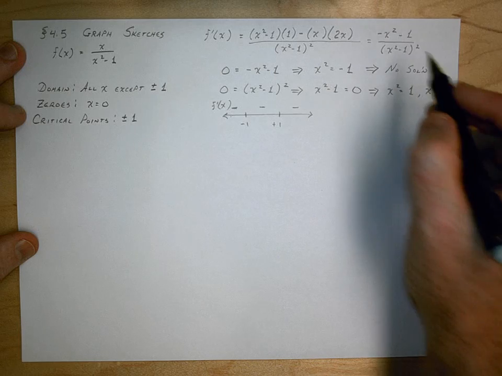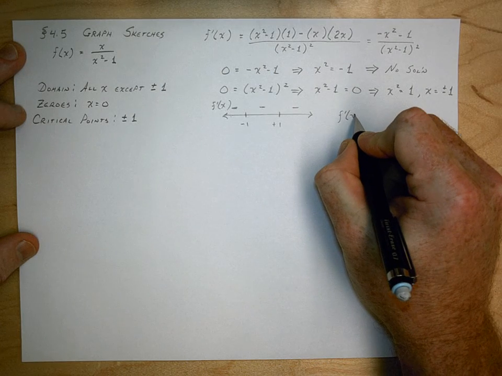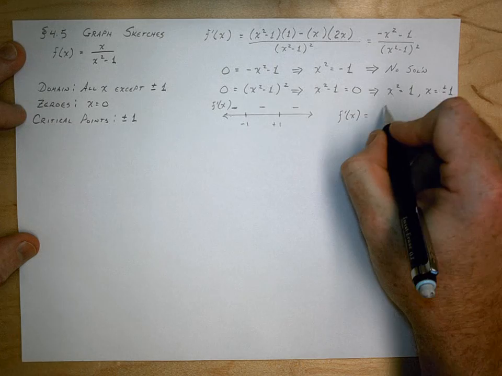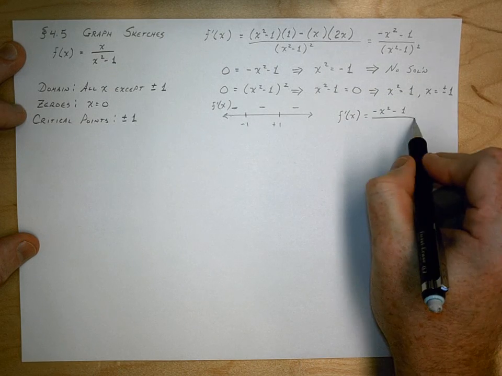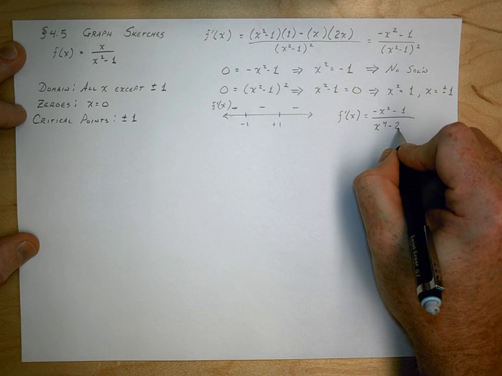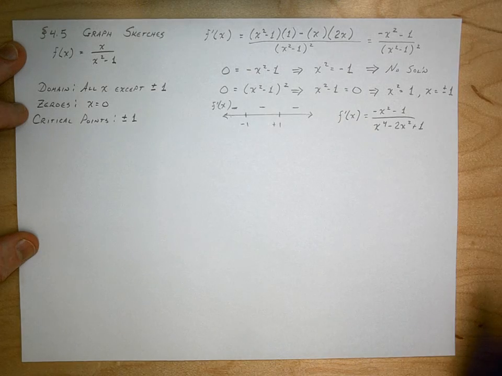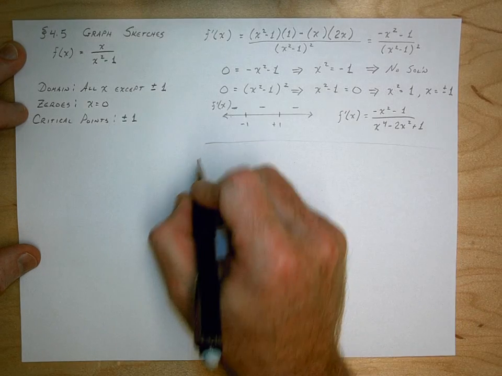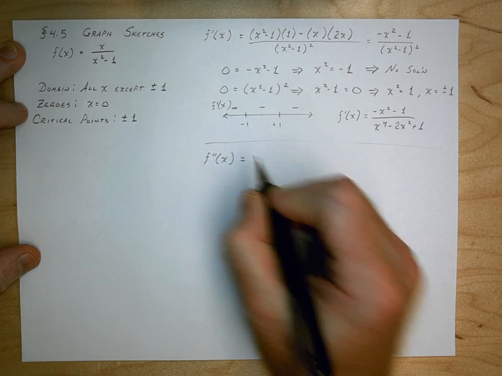Okay, I'm going to tidy up my first derivative just a little bit in preparation for doing my second derivative. I'm just going to square out the bottom. Okay, quotient rule again. Low.